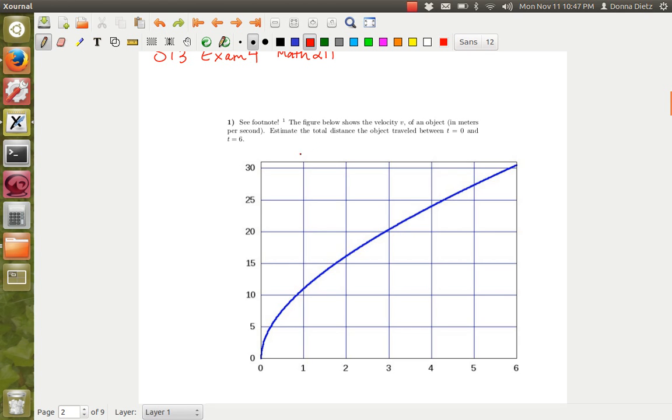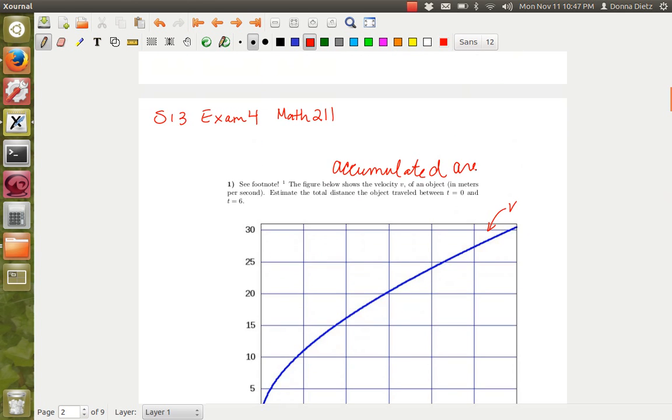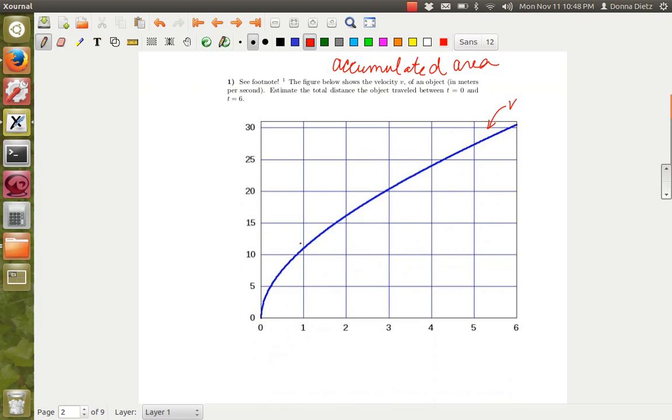It says estimate the total distance the object traveled between t is 0 and t equals 6, but this shows a velocity. So we are looking for accumulated area. Okay? So we're going to estimate where the curve crosses the various lines here.